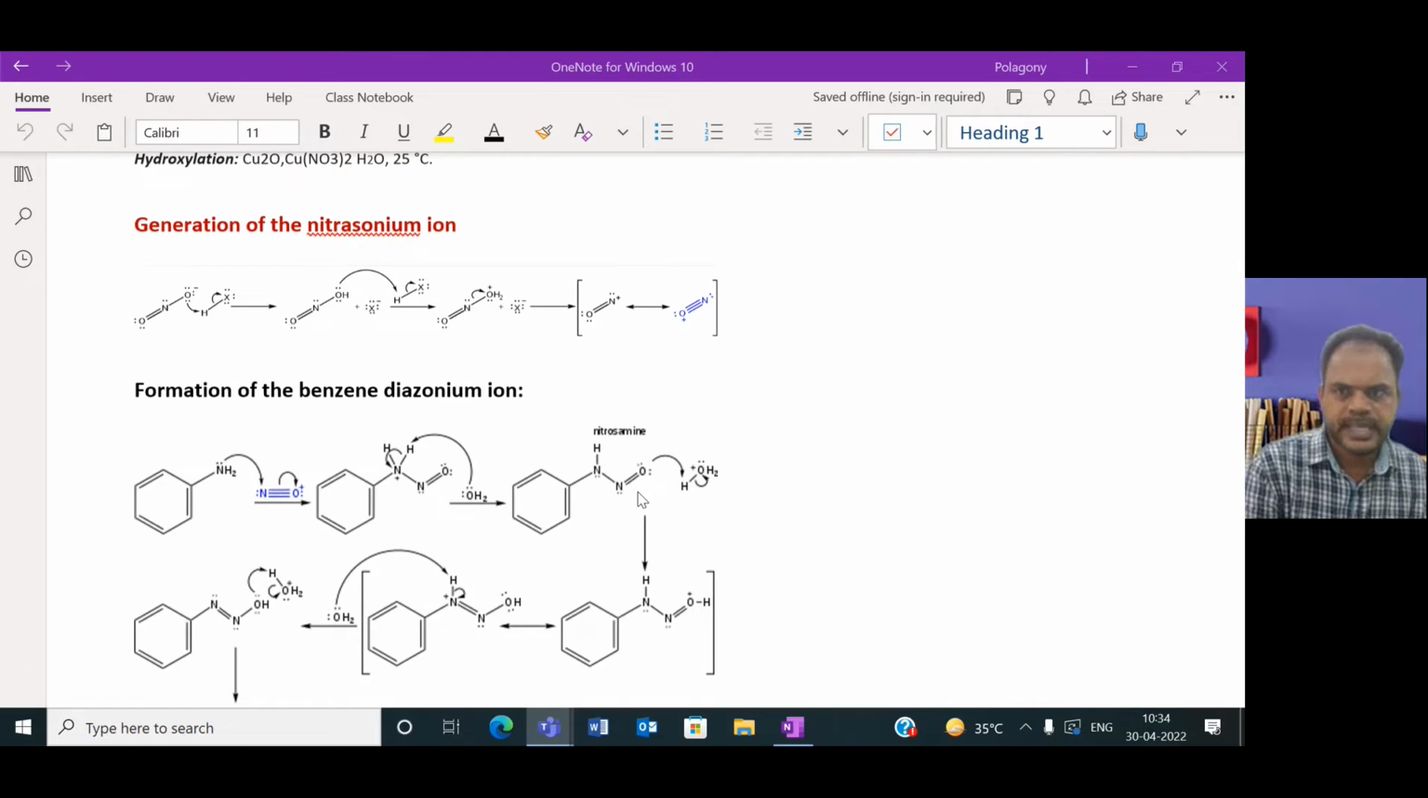Look at this reaction. This is how the nitrosonium ion is formed. It is done based on protonation of oxygen. Generally we use an acid. What acid do we use? HCl, a halo acid, in this process. When the halo acid is added to sodium nitrite, we get nitrous acid.